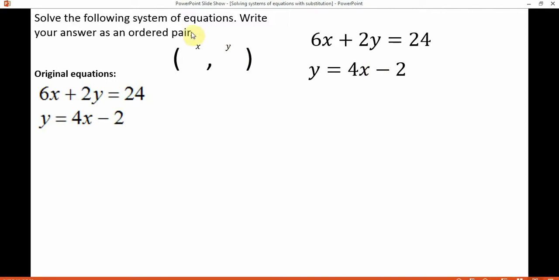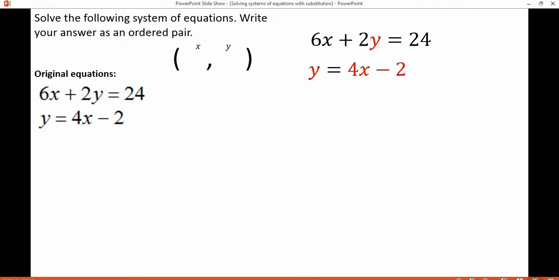Now, notice over here I wrote a blank ordered pair. This is so I don't forget to find both coordinates. And I don't forget, like once I find my x coordinate, I don't get super excited and think I'm done. I remember that I also need to find my y coordinate. So I write this ahead of time every time I solve a system of equations. All right, so let's get started.